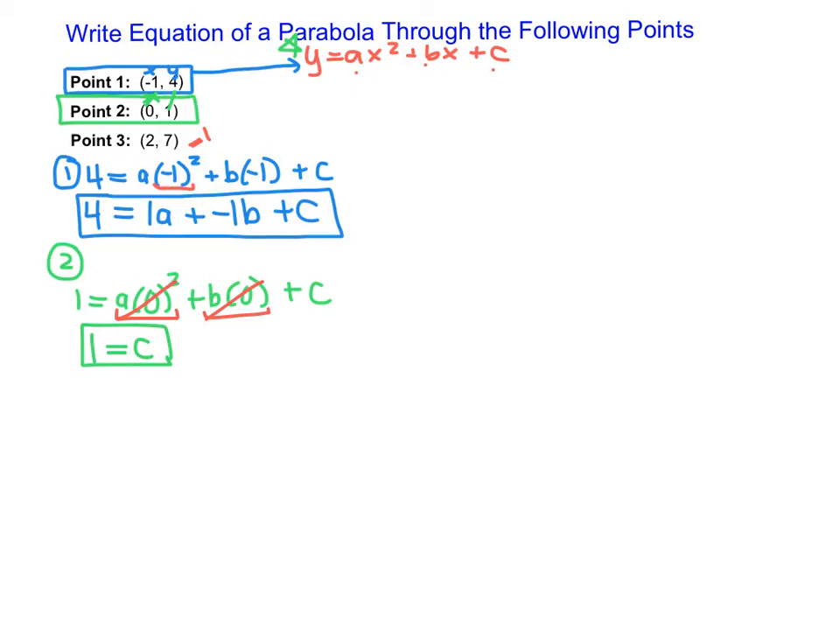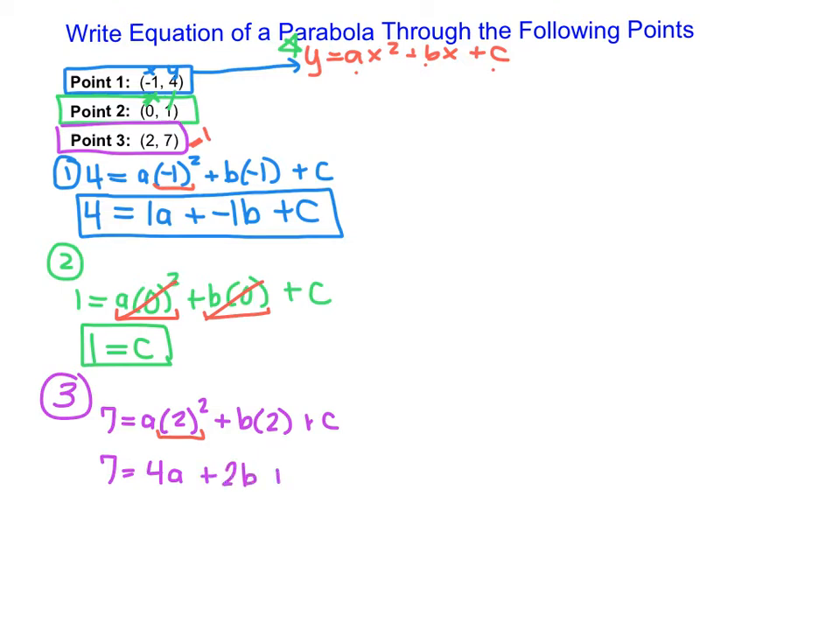Now my third point here is the point 2, 7. So I'm going to focus on that point third. And so my y value is 7, so I have 7 equals a times x squared, so that's 2 squared, plus I have b times x, which is 2, plus c. So this becomes 7 equals, well, I know that 2 squared is 4, so that becomes 4a plus b times 2 is 2b plus c. So notice that I was able to take each point and create a unique equation about it.